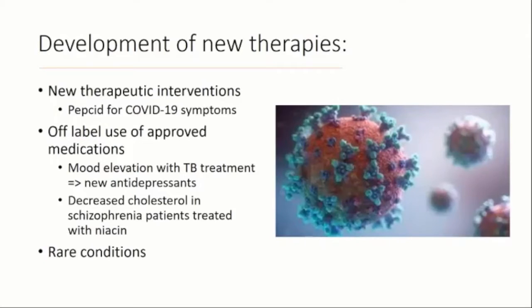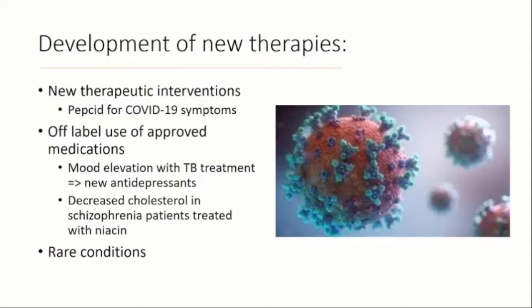And they also report on things like tuberculosis. One of the things they noticed in TB patients was that their medications seemed to elevate mood. So from there, new antidepressants were developed. The same thing for schizophrenia patients who were on niacin; they noticed their cholesterol had improved. So niacin became something that was prescribed for cholesterol.